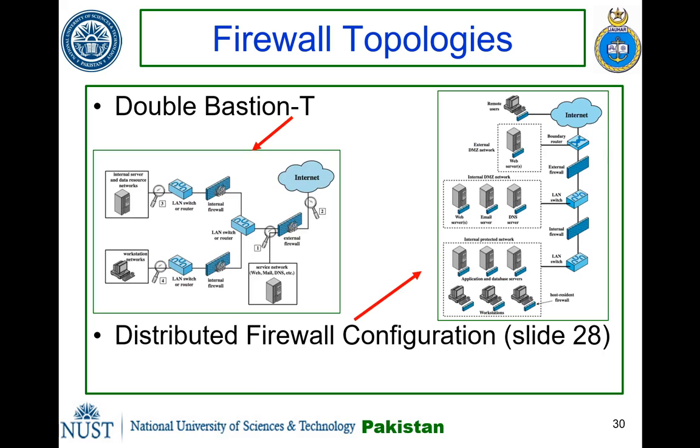The double bastion T figure on the left side of this slide illustrates this configuration. The DMZ is on a separate network interface on the bastion firewall. This configuration is also common for large businesses and government organizations and may be legally required in some cases. Distributed firewall configuration is as illustrated in the right side figure. This configuration is used by some large businesses and government organizations.